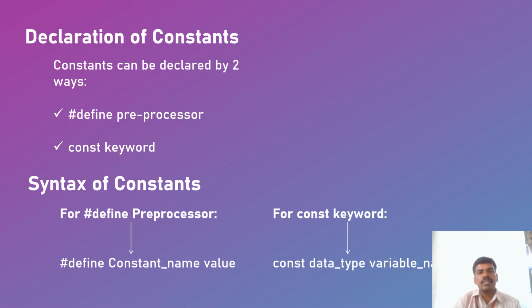Declaration of constants. A constant can be declared in two ways: the #define preprocessor or the const keyword. So we use the const keyword to declare the constant, or we can declare it with #define and the preprocessor variable is to be mentioned. The syntax for the #define preprocessor is #define constant name value. For the const keyword: const data type variable name. In this way we can declare the constant in the program.